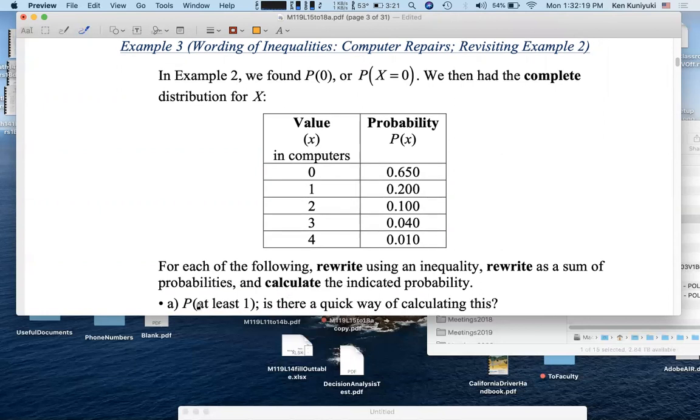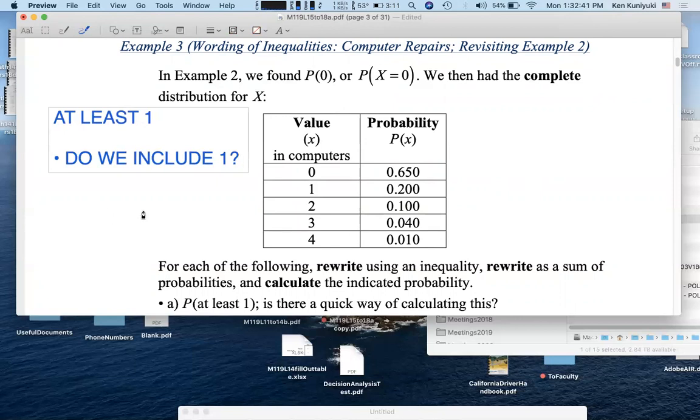So for example, the probability that at least one of the computers will need a repair. First of all, what does at least one mean? We have to ask two questions. Okay, so at least one, what does that mean? First of all, do we include one? Does at least one include one? If we say a family has at least one child, is it possible that the family just has one child? Yes, at least one does include one. I'll put a solid dot here and label it a 1.